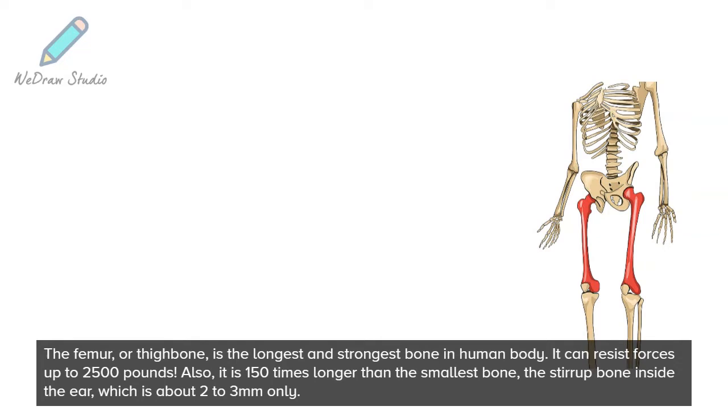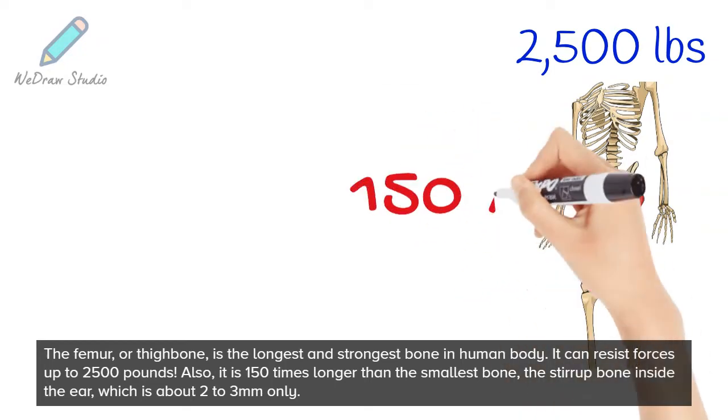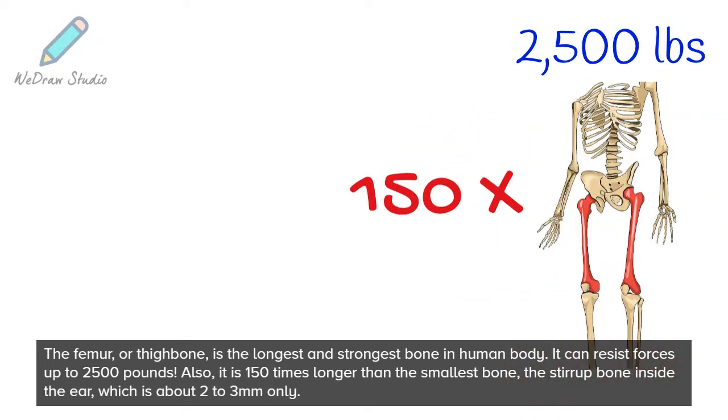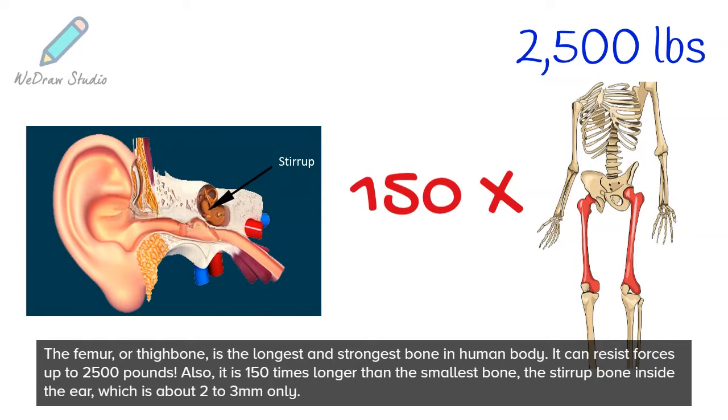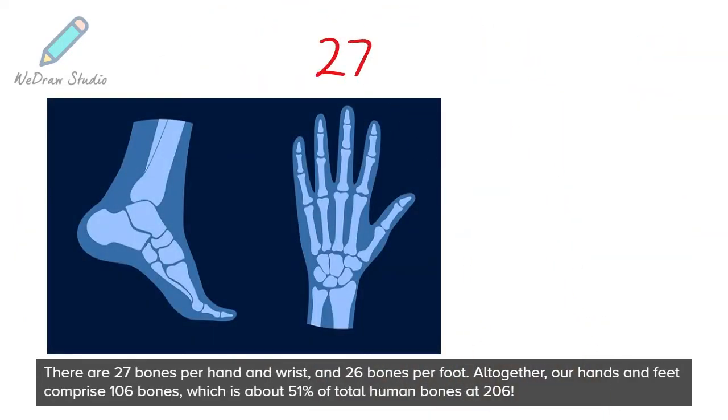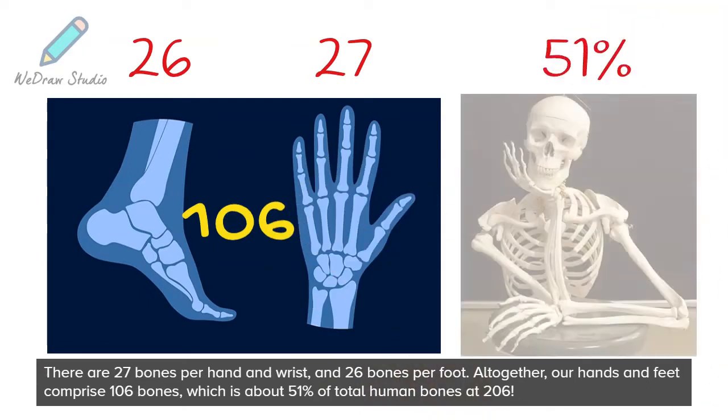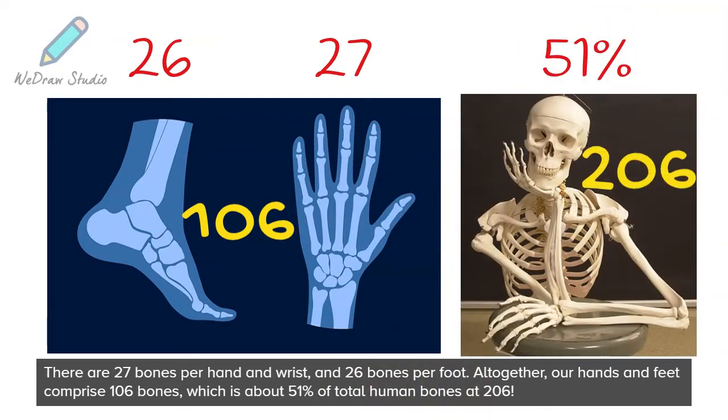It can resist forces up to 2,500 pounds. Also, it is 150 times longer than the smallest bone, the stirrup bone inside the ear, which is about 2 to 3 millimeters only. There are 27 bones per hand and wrist, and 26 bones per foot. Altogether, our hands and feet comprise 106 bones, which is about 51% of total human bones at 206.